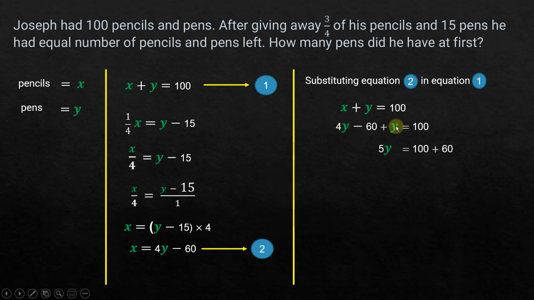And 4y plus y is equal to 5y. So 5y is equal to 100 plus 60. And so that is 5y is equal to 160. So y is equal to 160 divided by 5, which gives us 32. And that is the answer to the question, how many pens did he have at first? He had 32 pens at first.